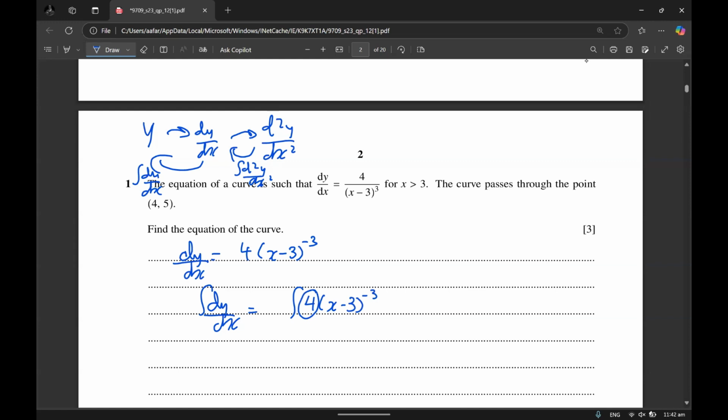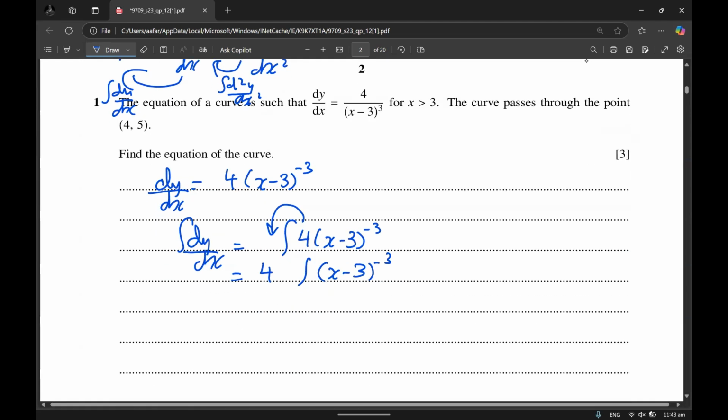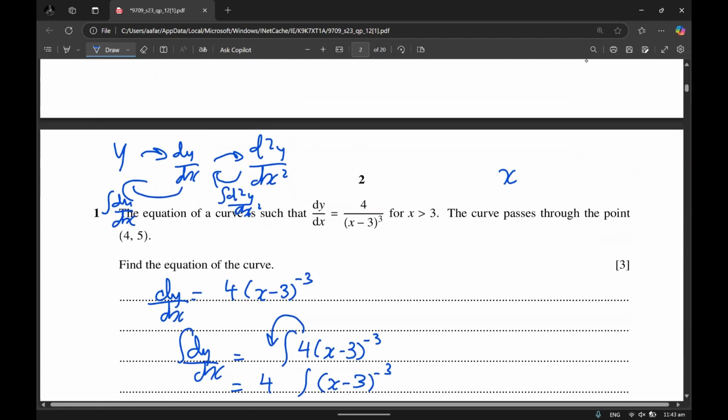Since 4 is a constant being multiplied, we can take it out of this integral. So it becomes 4 integral (x minus 3) whole cube. It's an indefinite integral since we do not have any limits. The way to integrate is, if you have x power n, you get x to the power n plus 1, and then you divide it by n plus 1.